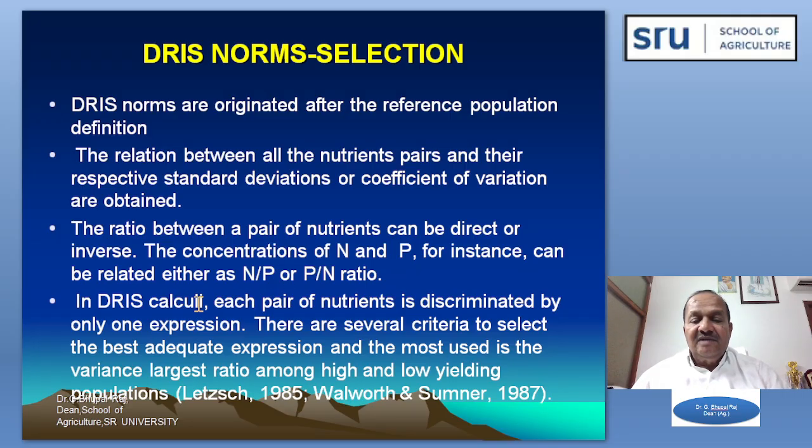So in DRIS calculation, each pair of nutrients is discriminated by only one expression. There are several criteria to select the best adequate expression, and the most used is the largest variance ratio among high and low yielding population. Just now I told you. So here only one ratio would be selected. For example, you take N by P and the reverse, P by N. Another is the N and P. So among these possible combinations, only one ratio will be selected. The mean value of that ratio is called the DRIS norm.